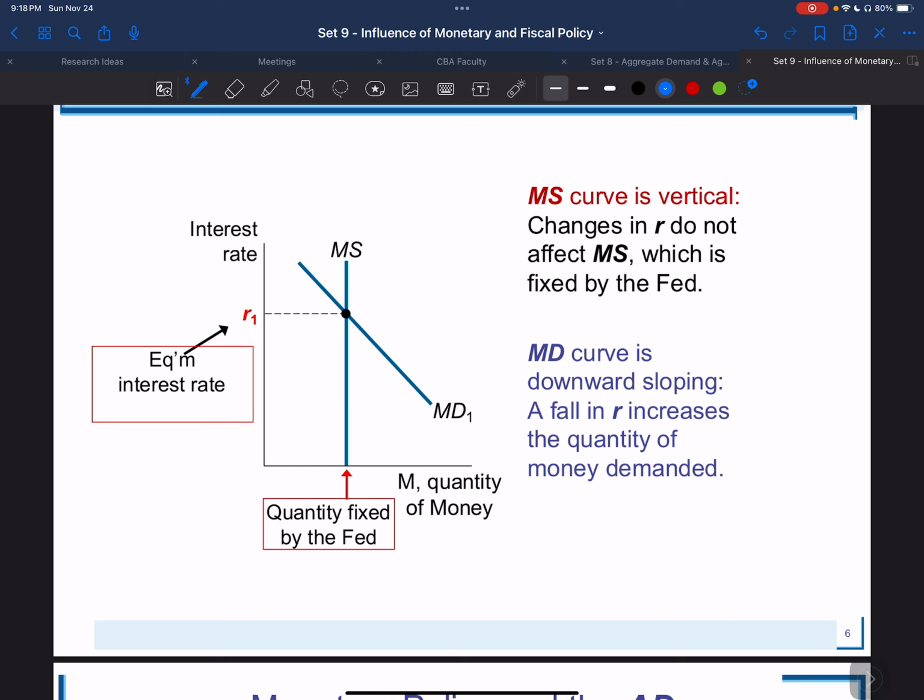The money supply curve is a vertical line because it's not a function of the interest rate; the money supply is fixed by the Fed and does not depend on the interest rate. Whatever the interest rate is, money supply is going to be exactly at this point. Okay, so the equilibrium interest rate is determined where the money supply and money demand curves intersect, exactly this point over here, and it shows the equilibrium interest rate.